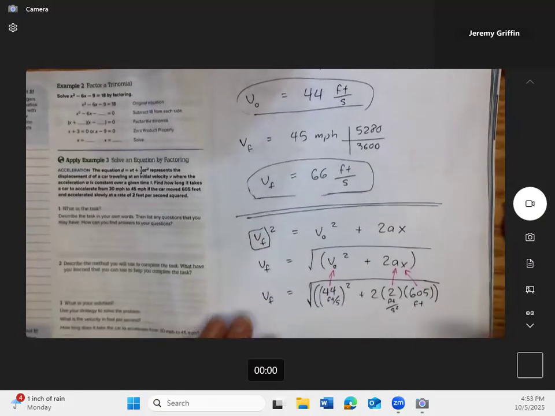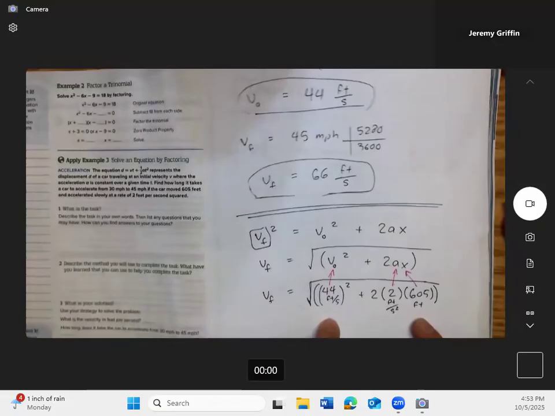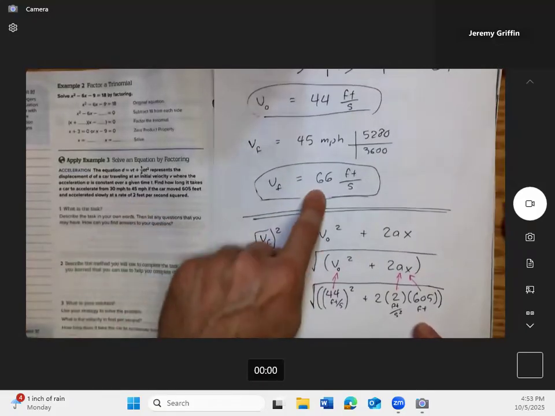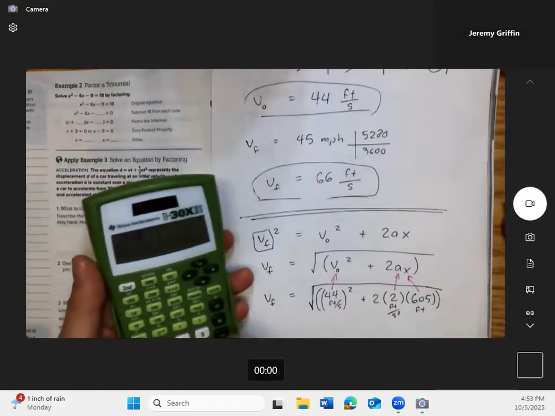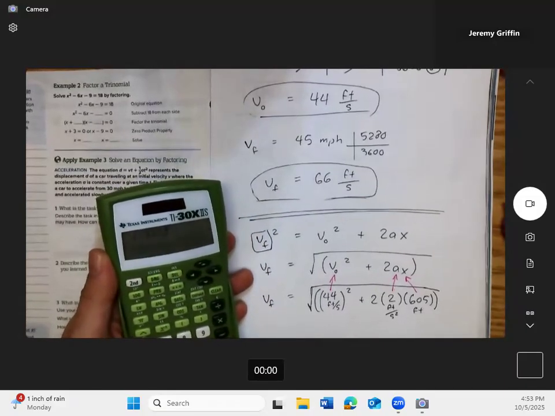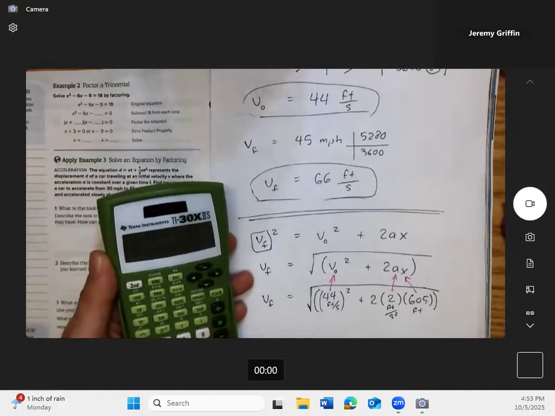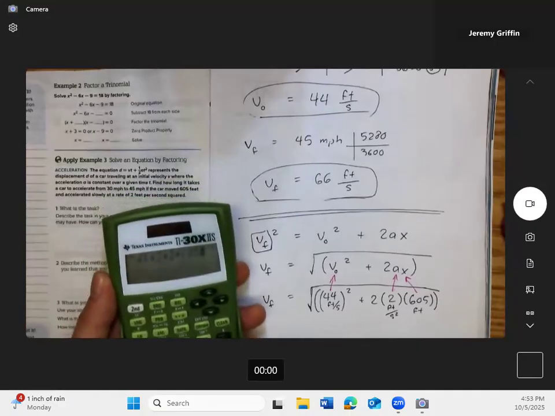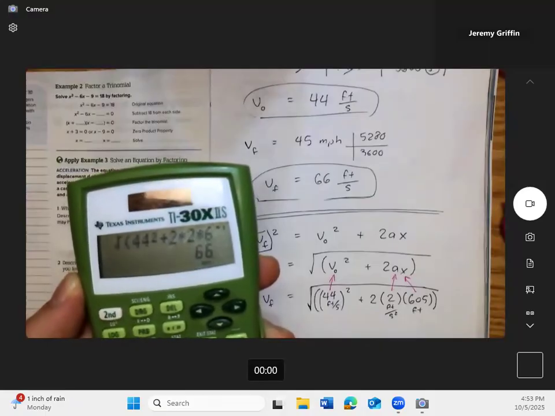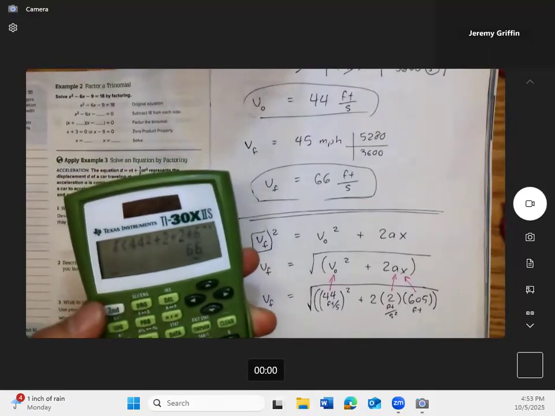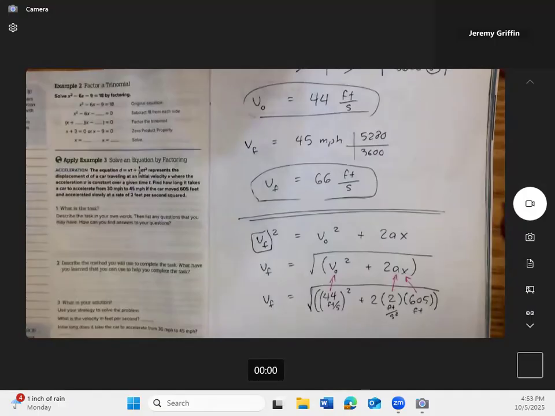If this all works, then when I plug this in my calculator, I've got to get 66 feet per second. So let's see if it is. Square root, 44 squared plus 2 times 605. Come on, math, be 66. Oh yeah, oh yeah. And again, math is winning.